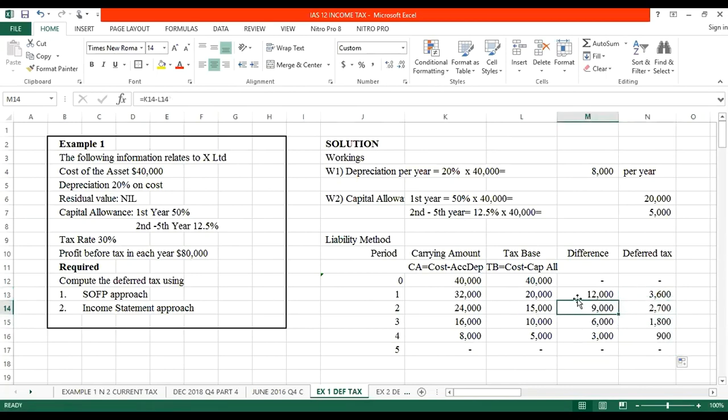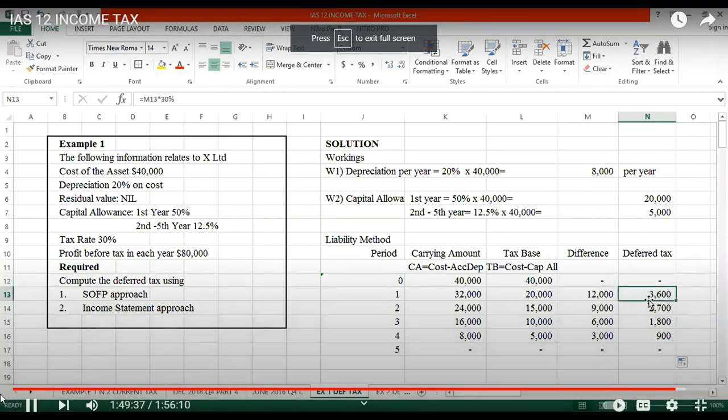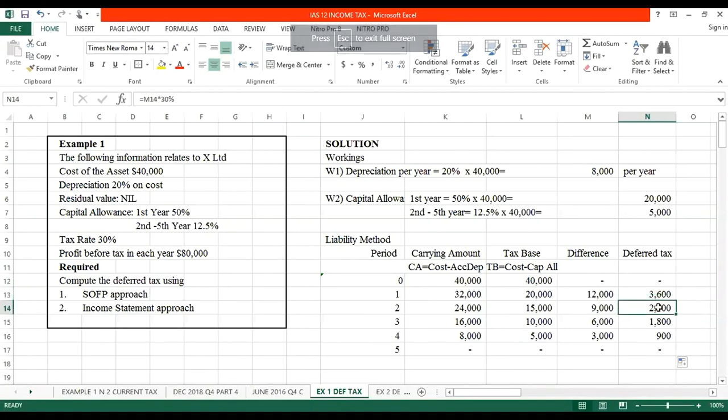Now, please understand me. You can see in year 0 before we started, deferred tax was 0. In the last year, deferred tax is 0. Year 1, there is an increment from 0 to 3,600. In year 2, there is a decrease from 3,600 to 2,000, like that. What does that mean? Deferred tax is only temporary. It is only for a period of time.